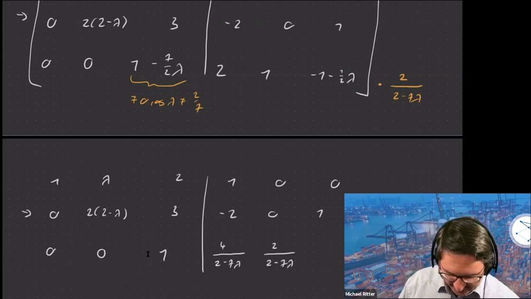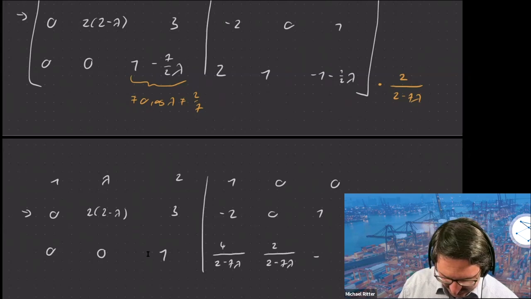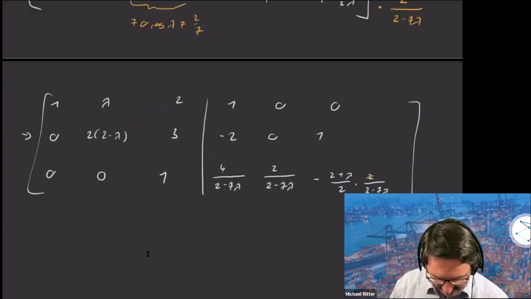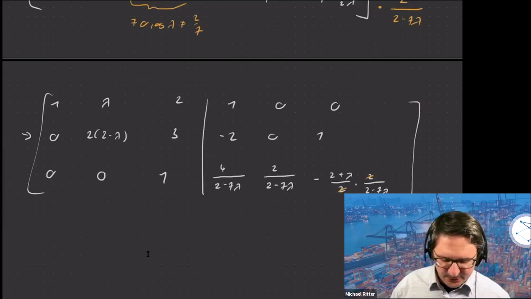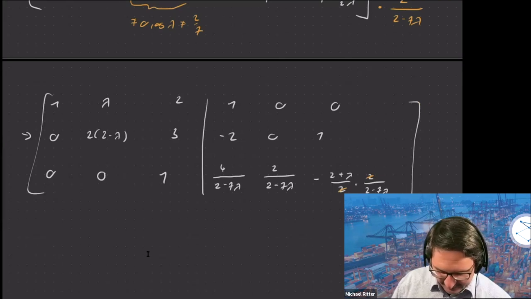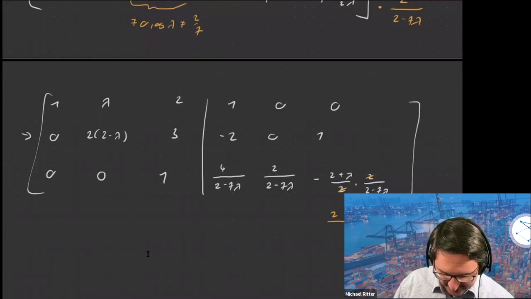And finally, here we have minus. Let's just take out the minus, and we have 2 plus lambda over 2 times 2 over 2 minus 7 lambda, like this. And of course, this can be simplified by canceling out the 2, right? So this means what we have here is really 2 plus lambda over minus 2 minus 7 lambda. So that's 7 lambda minus 2.